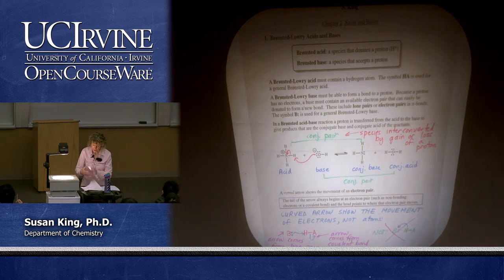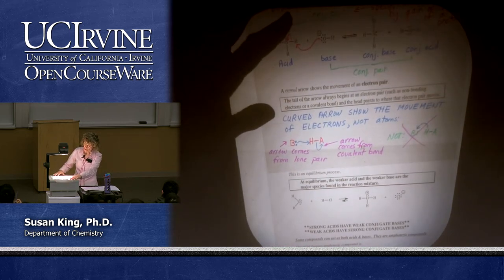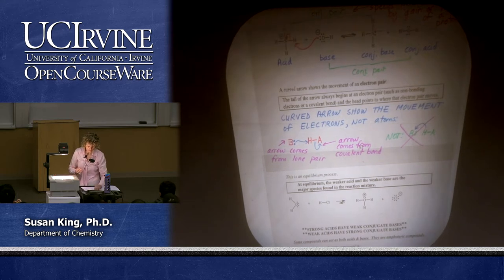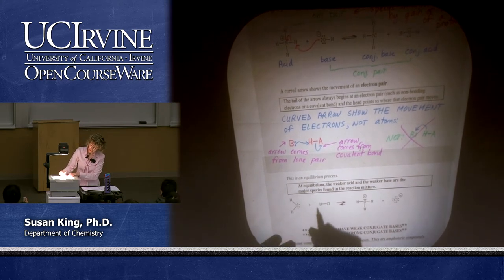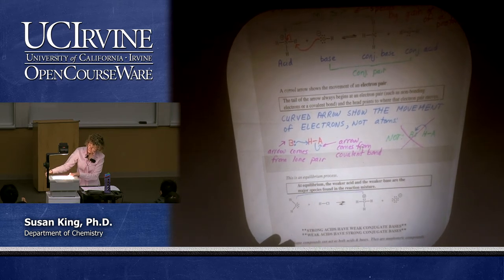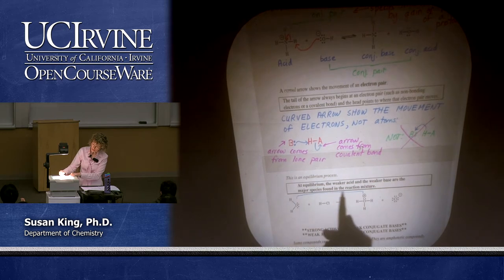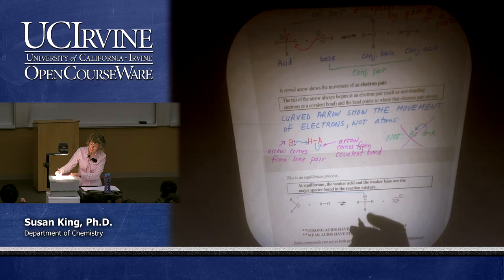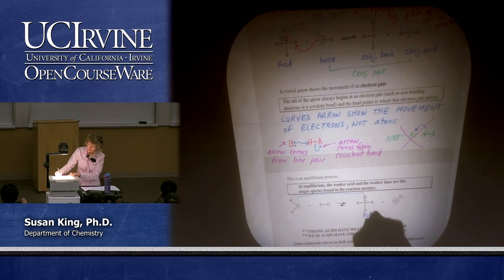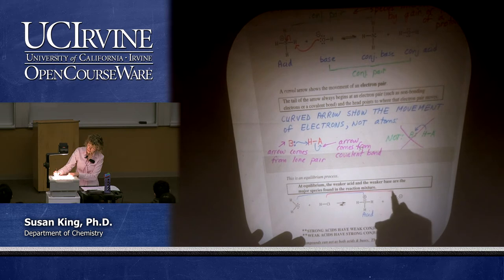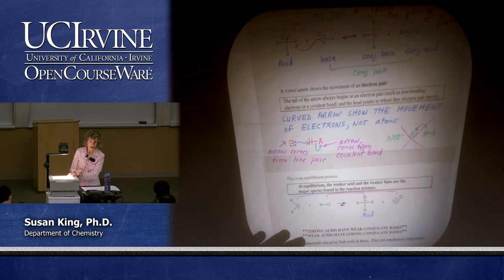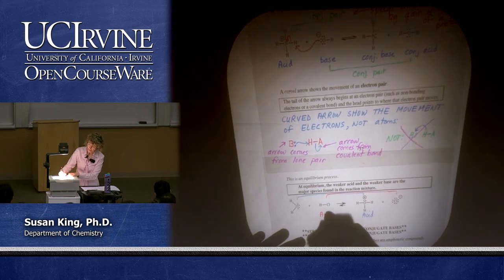All right, this is an equilibrium process, as I'm sure you're familiar with. At equilibrium, the weaker acid and the weaker base are the major species found in the reaction mixture. So if we have this reaction right here, and notice we have the long arrow to the right and the short arrow to the left, that means the equilibrium is favored to the right. So first of all, let's identify the acids and bases. We have species that are interconverted by gain or loss of a proton. The one with the proton is the acid. So there's our acid on that side of the equation. And then we have another conjugate acid-base pair, hydrochloric acid and chloride ion. The one that has the extra proton is the acid, so here's our acid on this side.